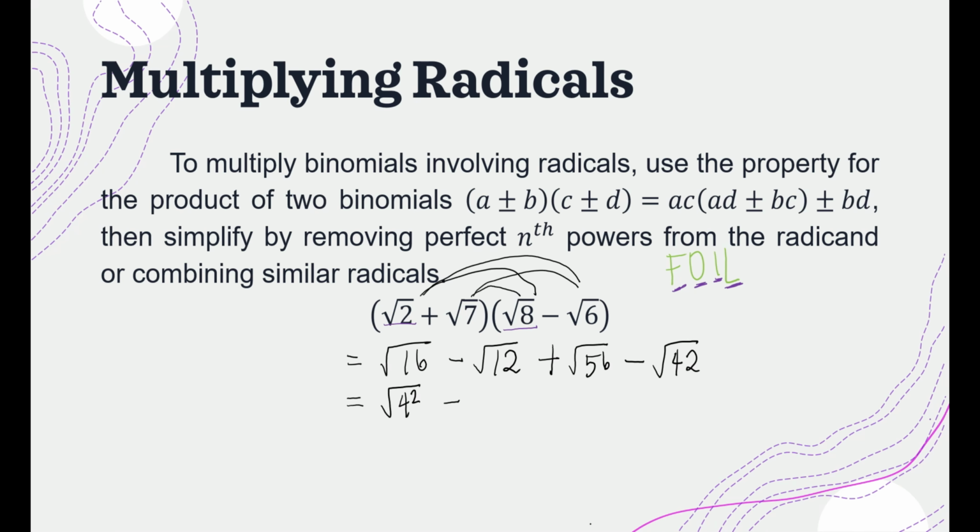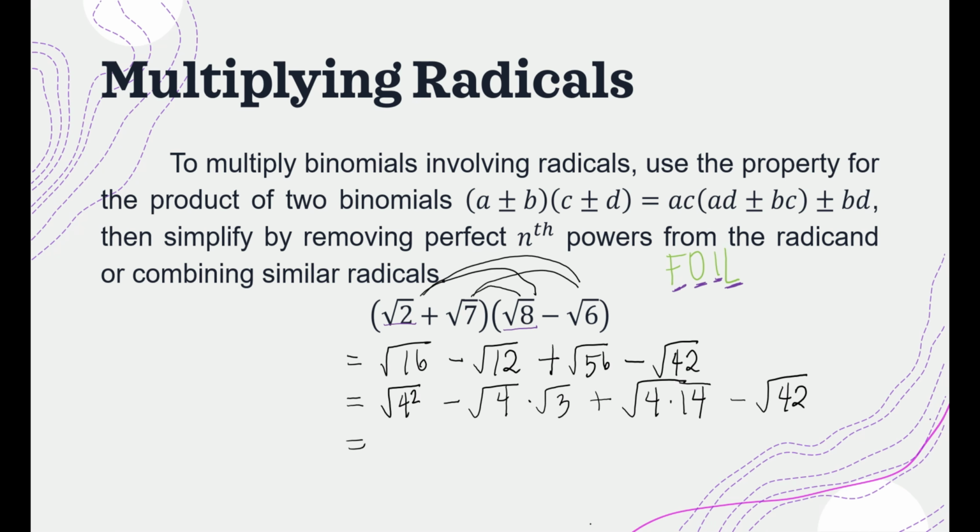Minus square root of 12 could be written as the square root of 4 times the square root of 3, because 4 times 3 is equal to 12. Plus the square root of 56 may be written as the square root of 4 times 14, because 4 times 14 is equal to 56. And then square root of 2 would remain, because we cannot factor it into two numbers having a perfect root. So that would stay as it is.